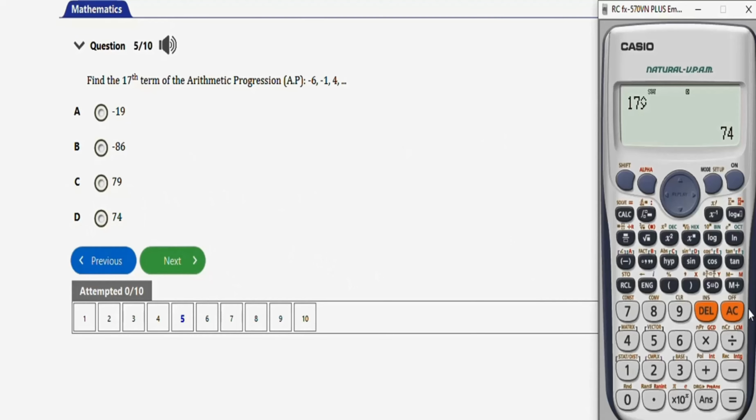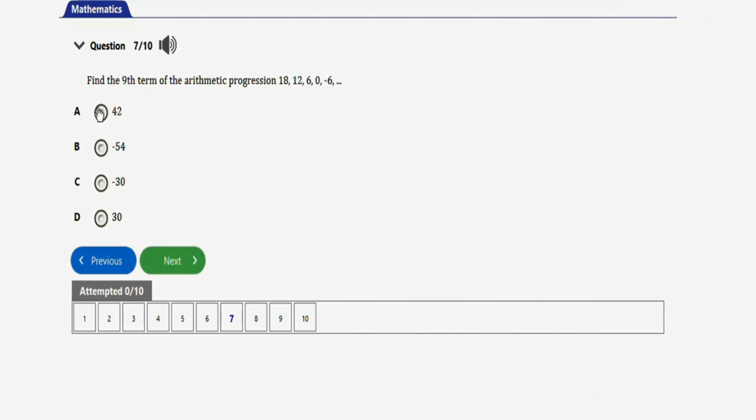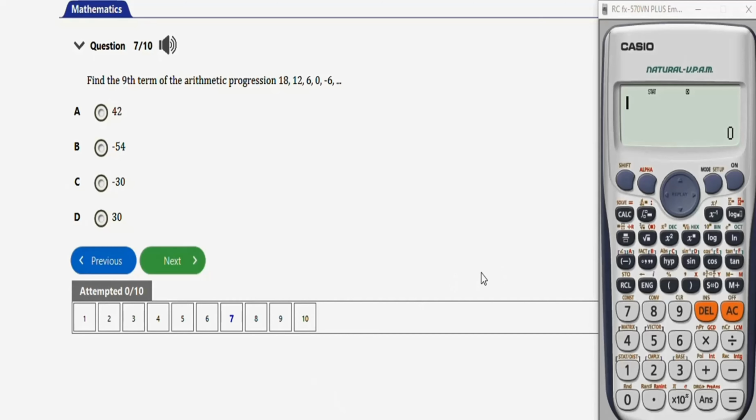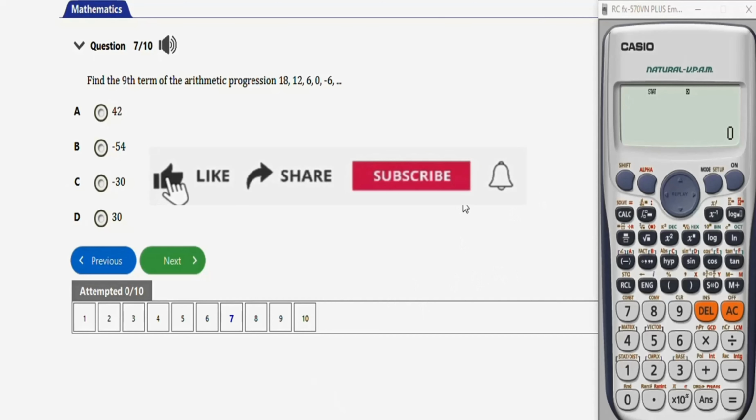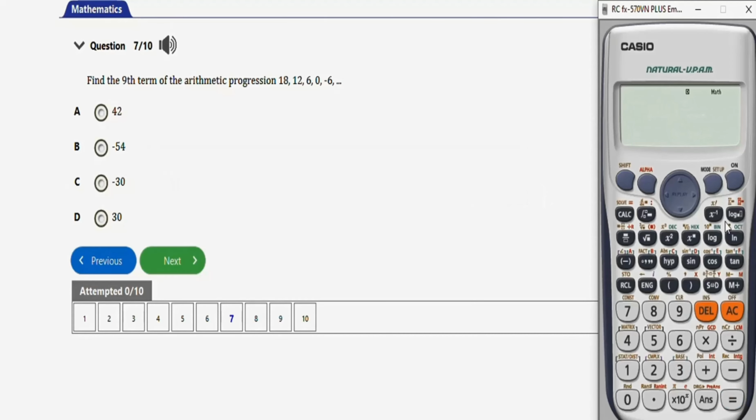Making progress. Let's solve the next question. It says find the 9th term of the arithmetic progression. Let's bring the calculator again. So this is the calculator. Let's clear to store fresh numbers. So press shift button 9, follow instruction, press 3, press equal and press equal again. So go back to start.